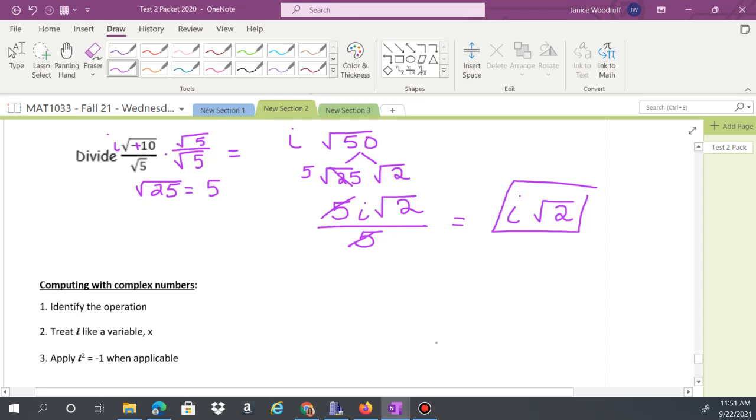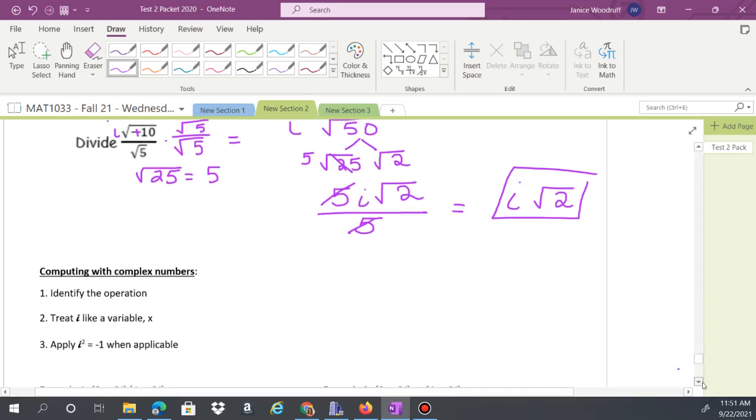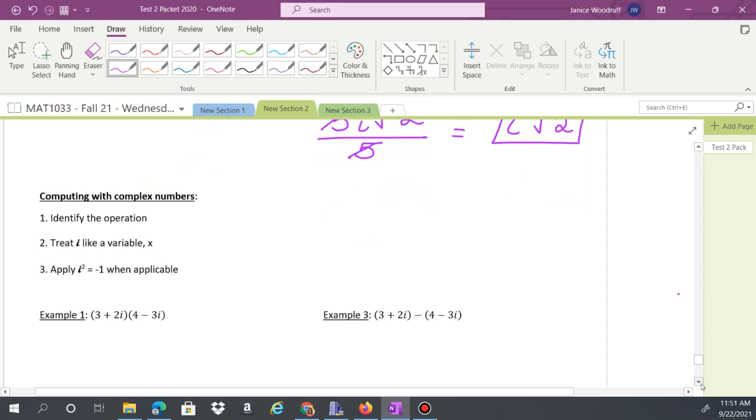Okay, and then this last little part here, we are doing operations. So adding, subtracting, multiplying. We're not going to divide until you get to college algebra with them. Okay, do the operation. You're treating i just like x. So adding, subtracting, multiplying, all the same rules as you would with a variable, except when you have i squared, it's -1.